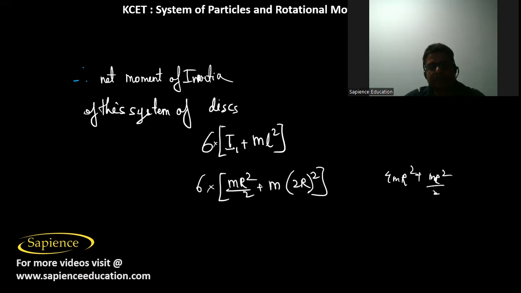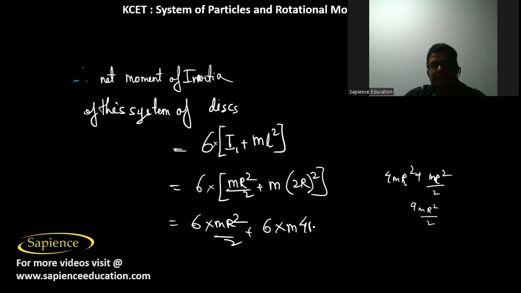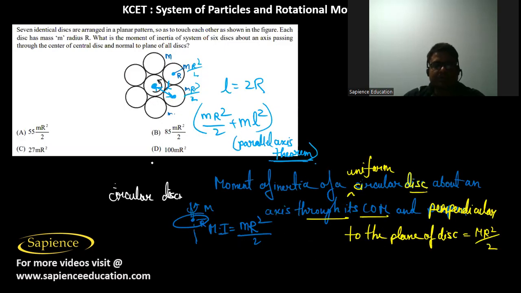So this will be 9 mr square by 2, times 6. System of 6 disks, so this will be 6 into mr square by 2 plus 6 into m into 4r square. So 2 3s are 6, so 3 mr square plus 24 mr square. That will be 27 mr square. So it means that option C is the correct answer.